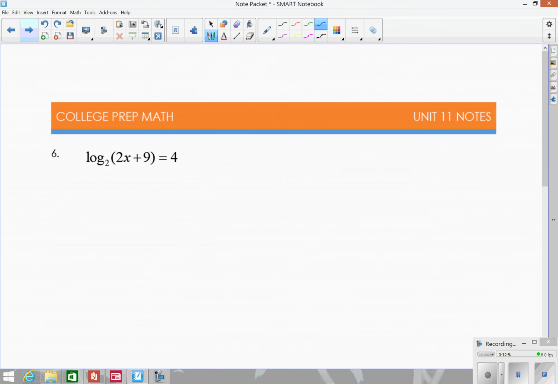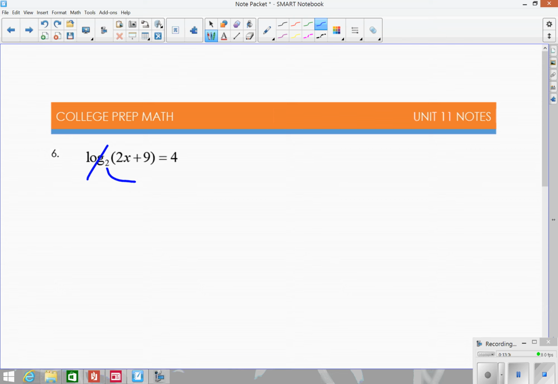Looking at this next example here, we have a situation where now we just have one log, so we can't just drop the logs and set the two pieces equal because I don't have a log on this side. So what I need to do is convert it into exponential form. When you have a log on each side, that's when you can just set the insides equal because of what I showed you. Otherwise, you convert it into exponential form.